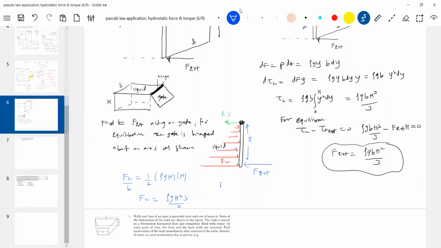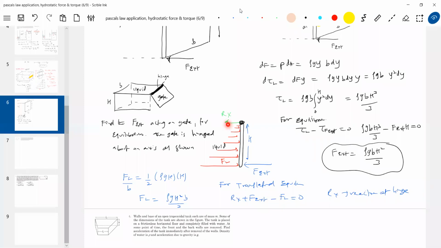Now, for equilibrium, for translational equilibrium, Rx plus F external minus FL equals 0. So you know F external, you know FL, solve it, you'll get the reaction at the hinge. So what is Rx? So why can't we equate F external equal to FL? Why should we bring the reaction? Check it, these two are not equal.